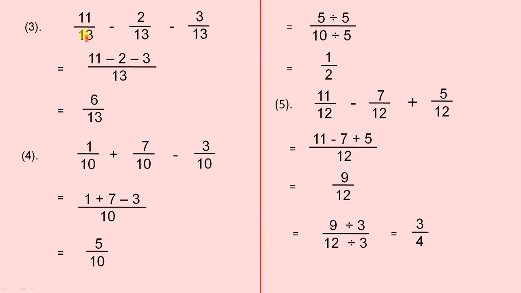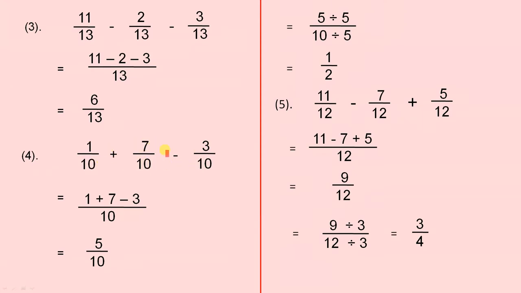This sum here, always check that the denominators are the same. 11 minus 2 minus 3. 11 minus 2 is 9. 9 minus 3 is 6. 6 over 13.